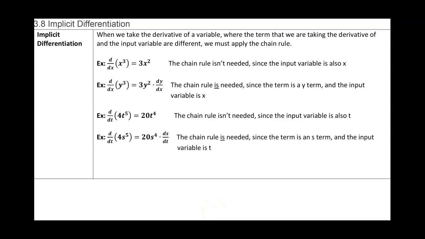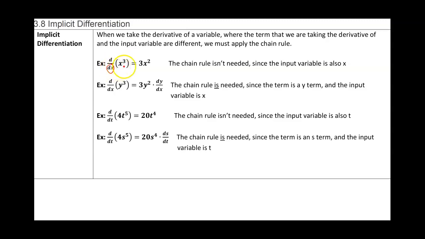In section 3.8, we will talk about implicit differentiation. Implicit differentiation is when we take the derivative of a variable where the term that we're taking the derivative of and the input variable are different. So what is the input variable? The input variable is what we take the derivative with respect to. In this case, we're taking the derivative with respect to x.